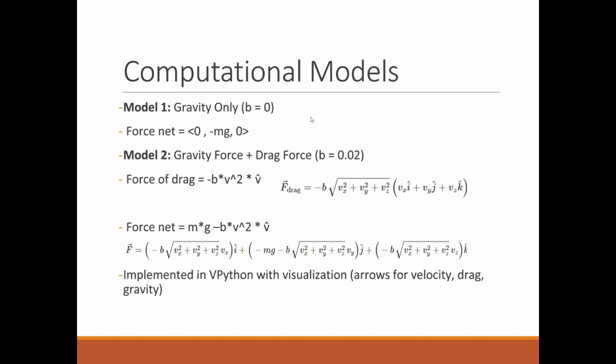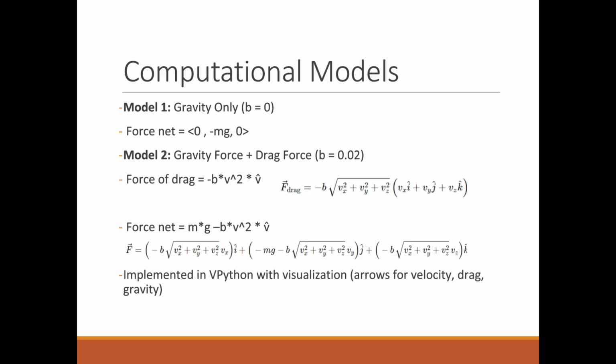Computational models. Two different models were tested. The first was gravity only, where the net force was simply downward, equal to the negative mass times gravity. The second model included both gravity and a drag force, with a drag coefficient of 0.06, equaling b. The drag force was modeled as a negative b times velocity squared in the direction of velocity, or the unit vector.